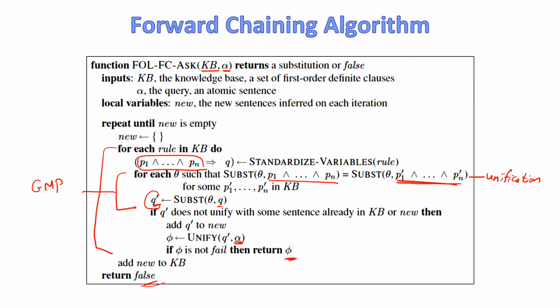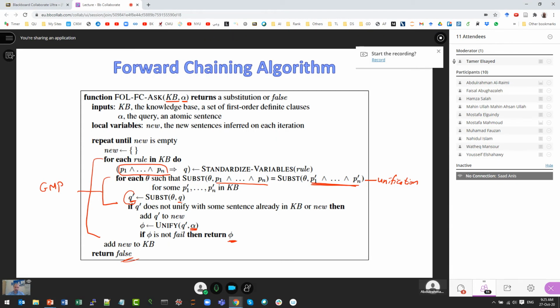Any questions about forward chaining? So that's exactly the same as what we did in propositional logic. The only difference is that instead of applying the resolution algorithm to two propositions or two definite clauses, here we apply the generalized modus ponens on the rules that we have in the knowledge base. That's the only difference. Questions? So everything is clear?